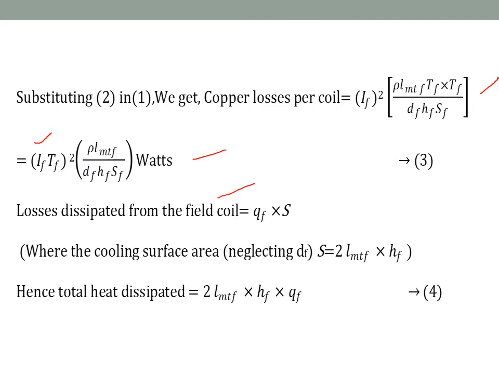So this is equal to QF into S, where S is the surface area through which heat is dissipating. Now cooling surface area, here neglecting dF, that is depth of the coil, S is equal to 2 LMTF into HF. Hence total heat dissipated, if we substitute S here, is QF into 2 LMTF HF. This is equation 4.